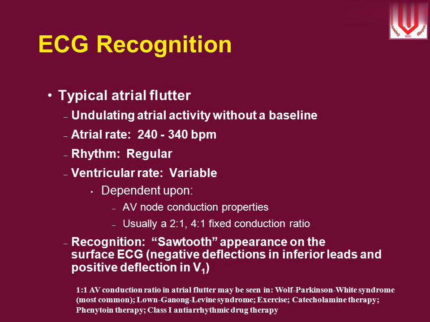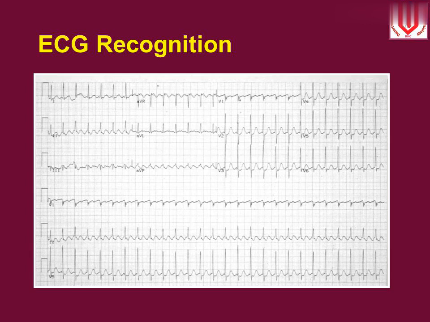Atrial flutter is distinguished from atrial tachycardia by the faster rate. 1:1 AV conduction ratio in atrial flutter may be seen in Wolff-Parkinson-White syndrome, most commonly, Lown-Ganong-Levine syndrome, exercise, catecholamine therapy, phenytoin therapy, and class I antiarrhythmic drug therapy.